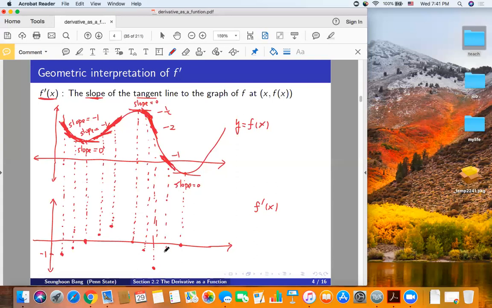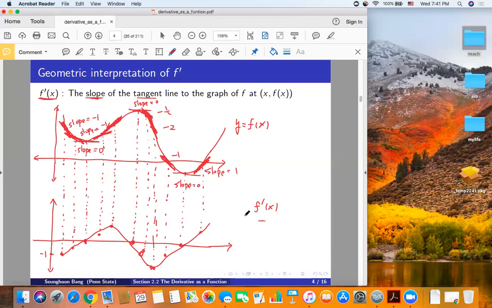This point, the slope is like -1. Here, the -1. This point, the slope is +1, right? This slope is like +1. So we have this point. You can connect all these points. So what happens? The graph is not a line, it is a curve. So we have it like this.